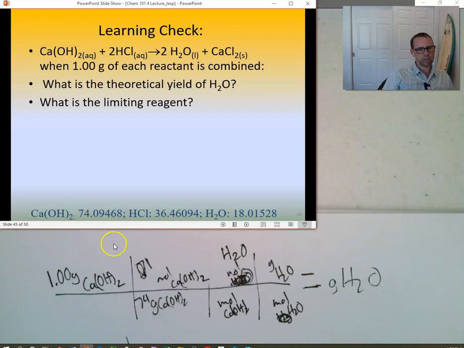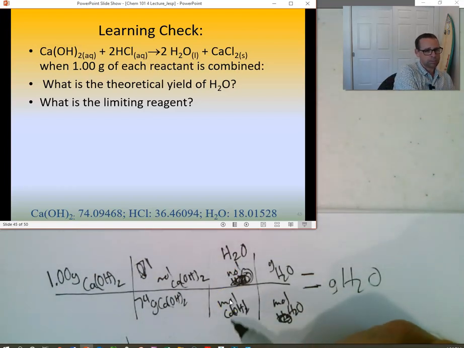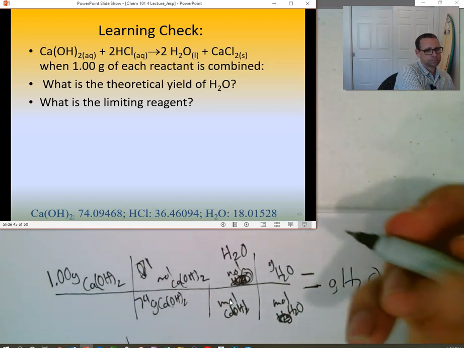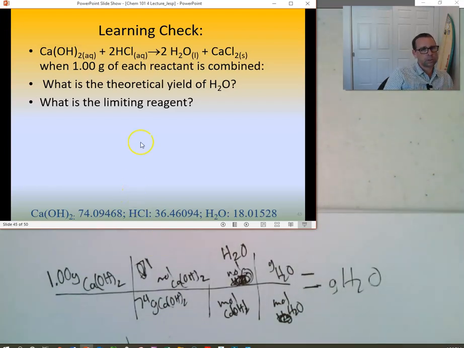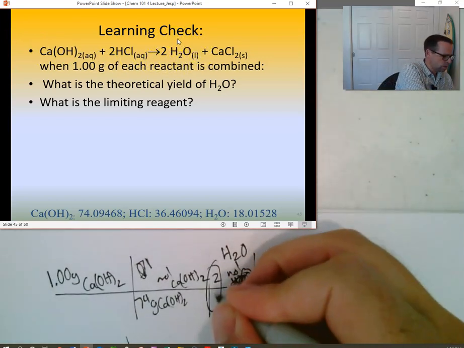Where do I get that information? The moles of what? Calcium hydroxide or moles of water? So here I have moles of water on top and moles of calcium hydroxide on the bottom. And the numbers that go here are going to be the relationship here in the equation. 1 calcium hydroxide for every what? 2 waters. Very good. Way to go.